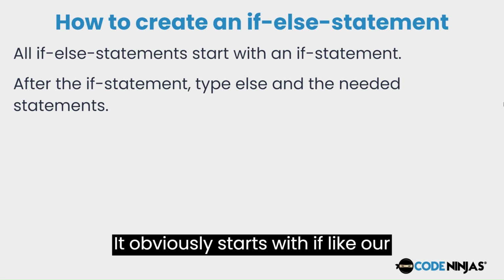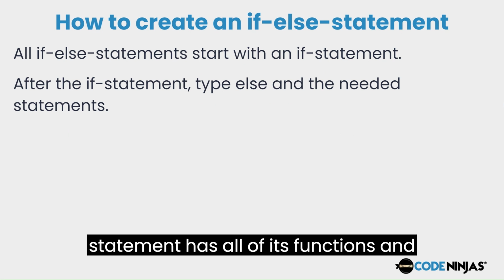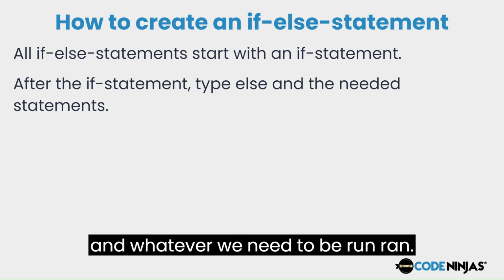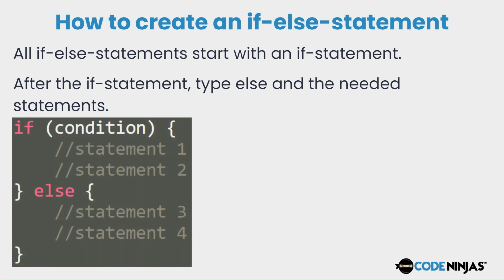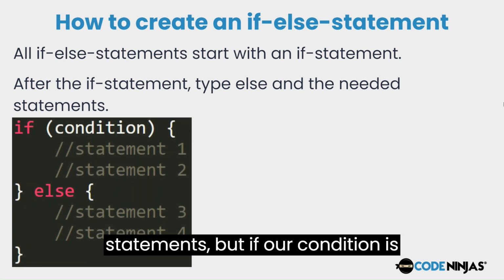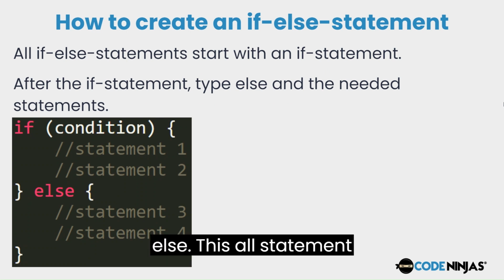So how are we going to create an if-else statement? It obviously starts with if, like our normal if statement, but after the if statement has all of its functions and its condition, we're going to type else and whatever we need to be run. So if our condition is true, we run our statements. But if our condition is false, we're going to have this else statement run whatever else we need to.